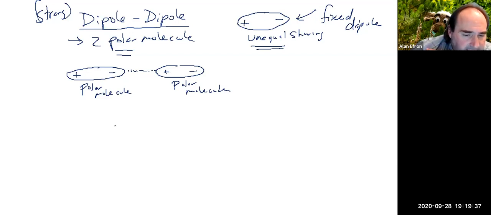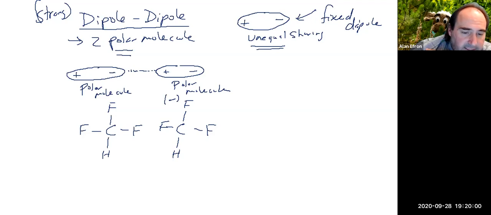So if you had something like this guy here, which is a polar molecule, and this guy, which is a polar molecule, they will be able to interact this way, where this side would be more negative and the carbon would be more positive. They would be able to interact this way. And again, this would be dipole-dipole interaction. Again, a relatively strong sort of intermolecular force.